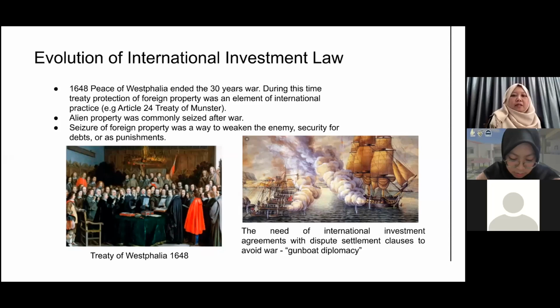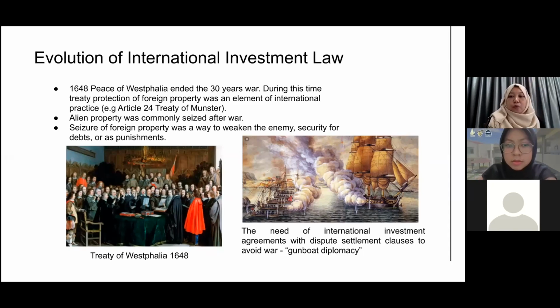That very much ended many years of war of many parties. At that time Spain, the Dutch, and also Germany were in constant war. So when they ended this war, they basically had relative peace during that time, by the Treaty of Münster. And one of the elements in the Peace of Westphalia is that they had treaty protection of foreign property.